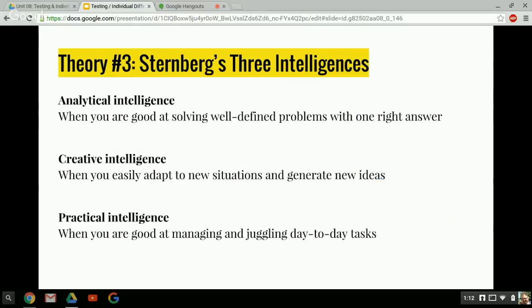Third theory is Sternberg's 3 intelligences. Sternberg agreed with Gardner that you have multiple intelligences, but he thought, nah, we don't need 8.